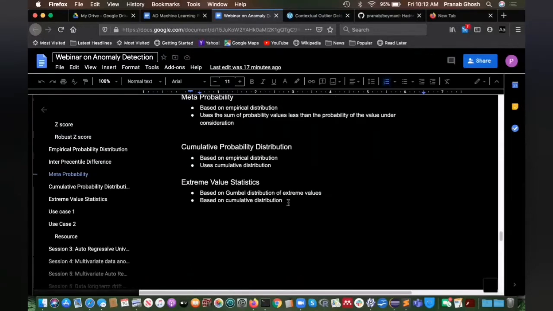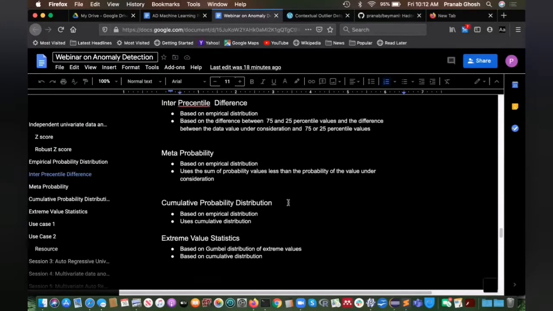Extreme value statistics: what you do is you subsample your data. You essentially sample your data to find maximum values, and then using those maximum values and using a distribution called the Gumbel distribution, which is for extreme values, you determine whether a data point is anomalous or not.